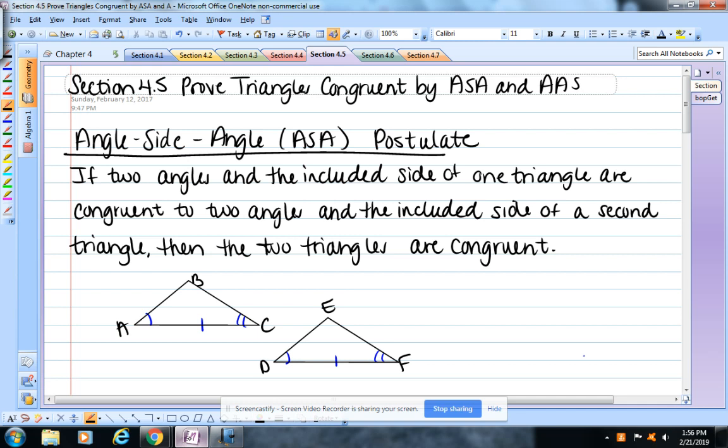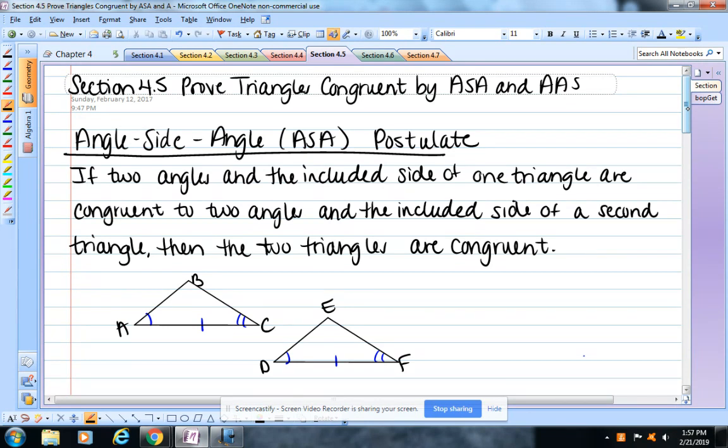Okay, so today we're going to talk about proving triangles congruent using two more postulates and theorems. The first one is the angle side angle postulate. Have we found that on our handout? It's on the back, correct? And it reads as follows. Two angles and the included side of one triangle are congruent to two angles and the included side of a second triangle, then the two triangles are congruent.